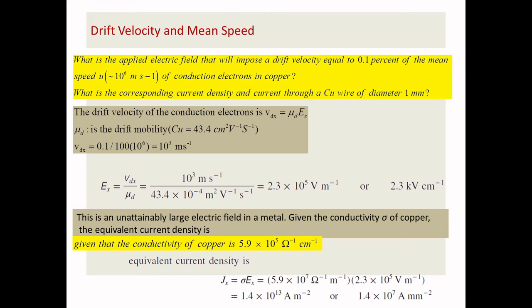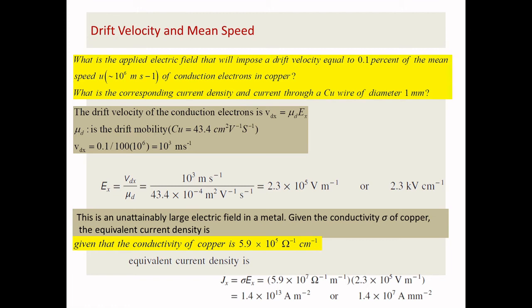The question here is, what is the applied electric field that will impose a drift velocity equal to 0.1 percentage of the mean speed, that is u, 10 to the 6 meter per second, of conduction electron in copper? What is the corresponding current density, that is J, current is I, through a copper wire of diameter 1 millimeter? Very simple problem. What is the formula for drift velocity? We know that v, the drift velocity, is nothing but the product of mobility and the electric field.